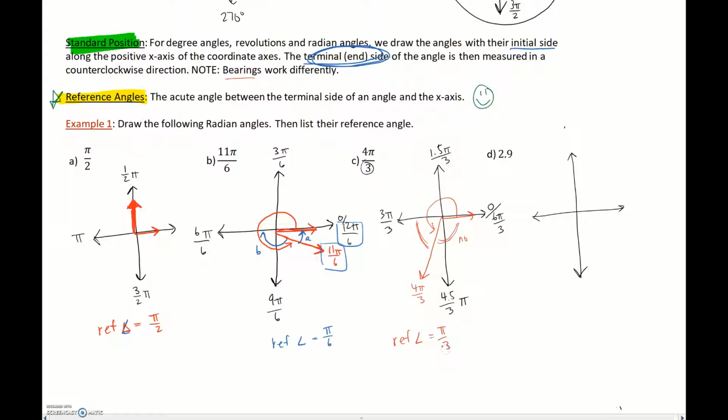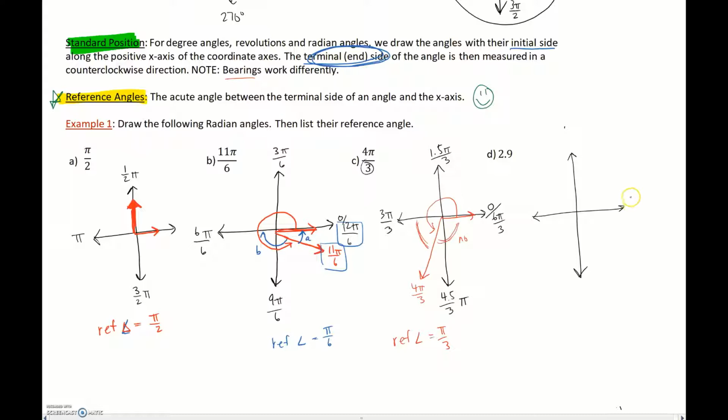All right. What about D? D gets a little crazy. We're at 2.9. 2.9 what, right? There's no pi, there's nothing. So you've got to realize that pi is just a number. We all know pi is about 3.14159, and it goes on forever, but you want to make sure that you know where that is.